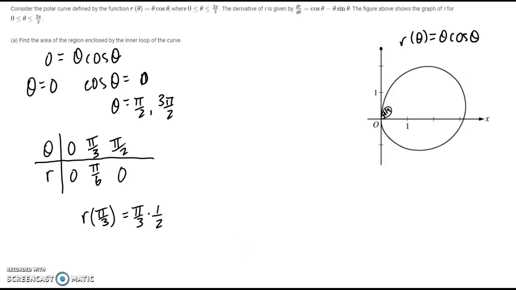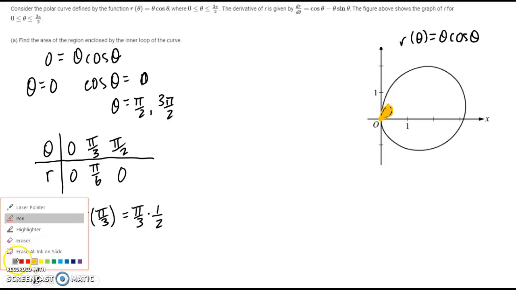Okay? So let's check out where that is on my graph. So I start at 0, 0. At pi over 3, which is a first quadrant angle, my radius is positive. So pi over 3 would be about there, closer to pi over 2. And then pi over 2 brings me back to 0. So here's my inner loop. Done.